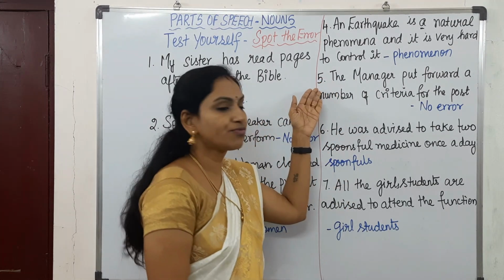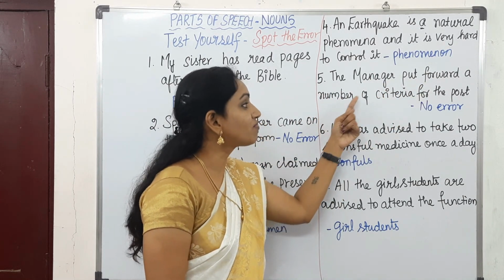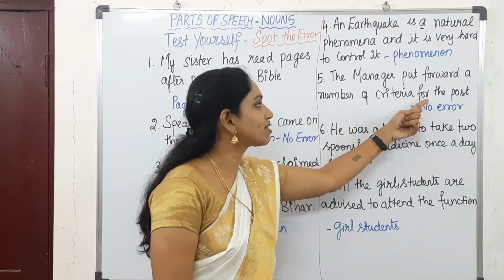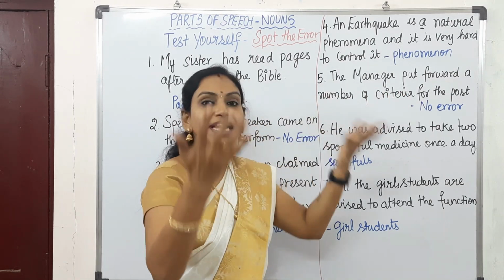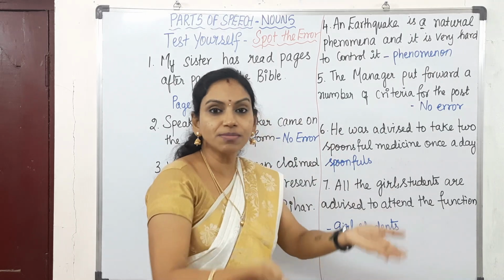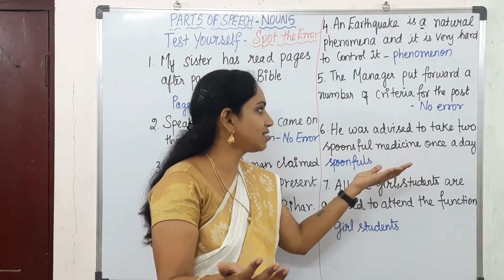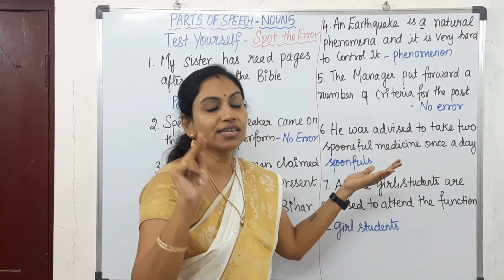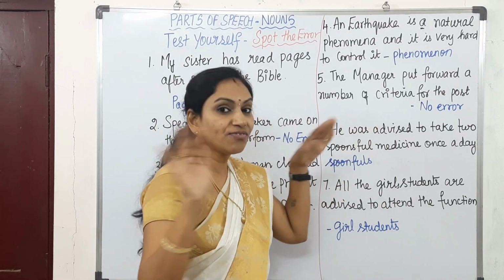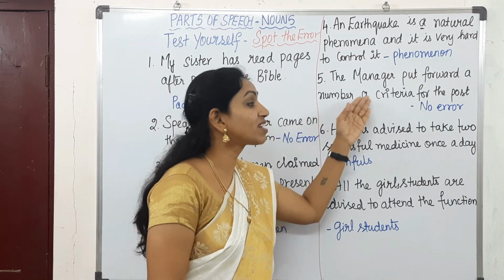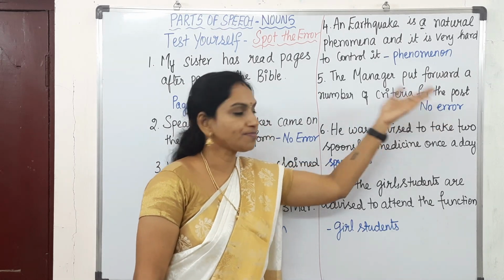Okay. Next. Fifth one. The manager put forward a number of criteria for the post. Criteria is a plural word. Number of means many. Both are matching. So the manager put forward a number of criteria. See, they didn't give you number of criterion. No, criterion is a singular word. Number of is a plural. That will not match. But here they have given number of criteria. They themselves have given in plural form. So no error in the statement.